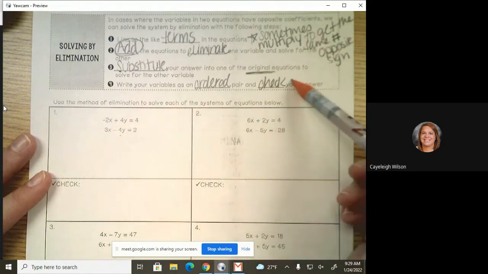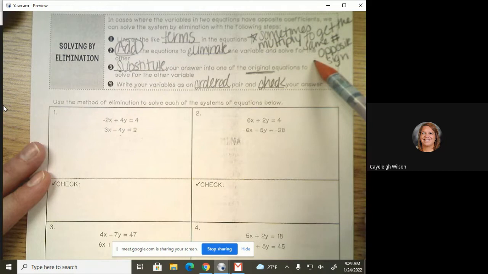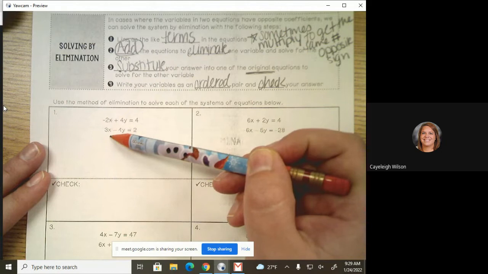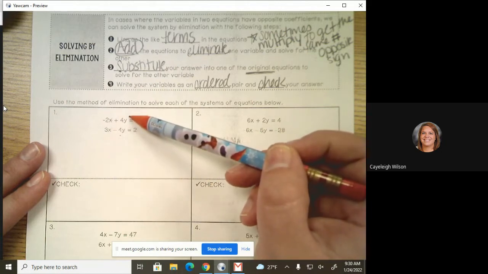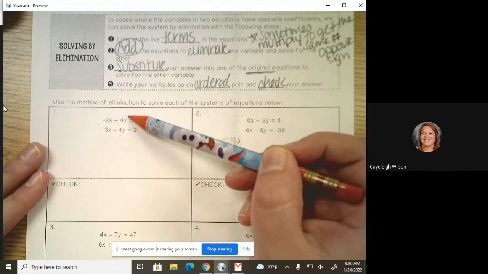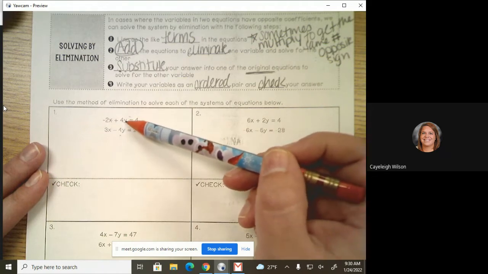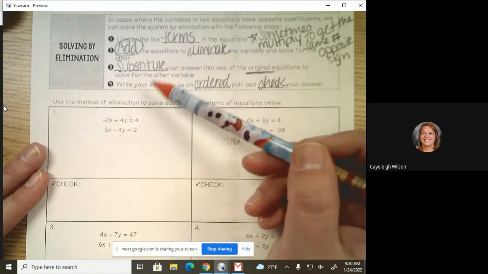Now, what you need to make sure you also check is that sometimes you're going to have to multiply to get the same number opposite sign. So look at the x's. They're not the same number opposite signs, are they? Are the y's the same number opposite signs? Yes. And only one of them has to be. Not both the x and the y, just one of them. So this one's already done for us. They've already set it up to where they're same number opposite signs. So I'm going to move on to step 2.